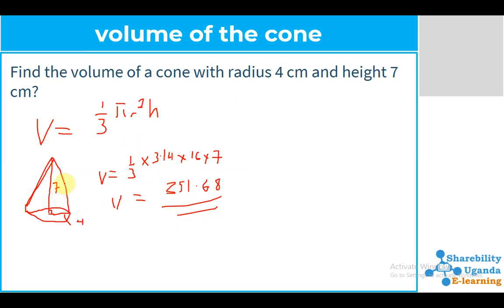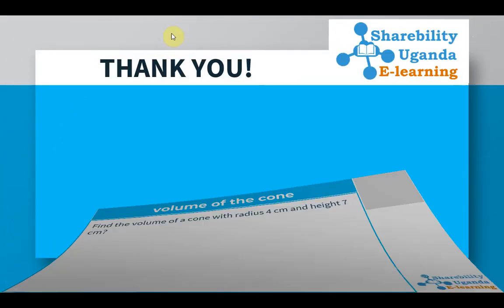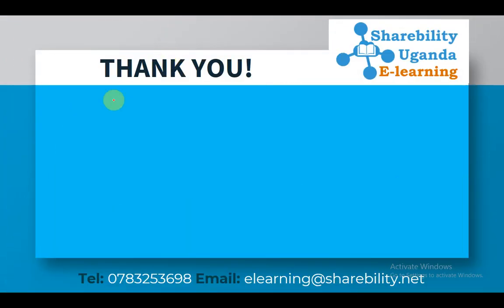When you are tricked and you are not given the height, but given the slant, you can still find the height using the same method that we have applied above.